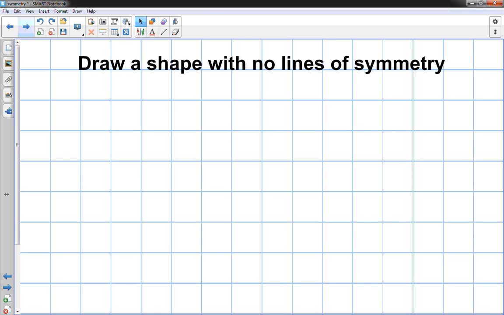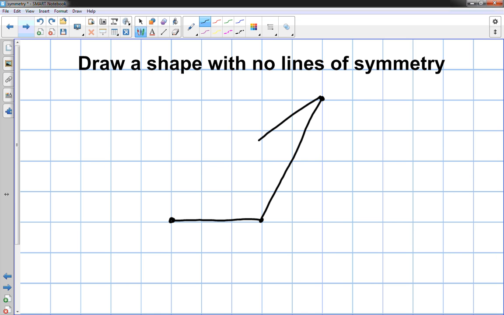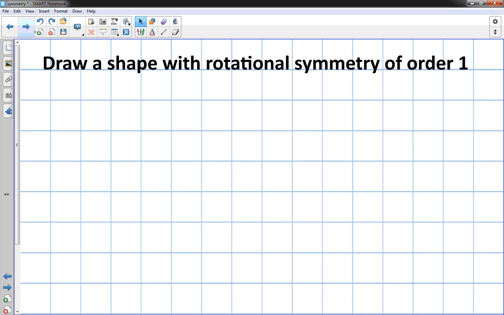All right. Draw a shape with no lines of symmetry. I think I am going to draw an obtuse scalene triangle, and I believe that would have no symmetry at all. On to the next problem.